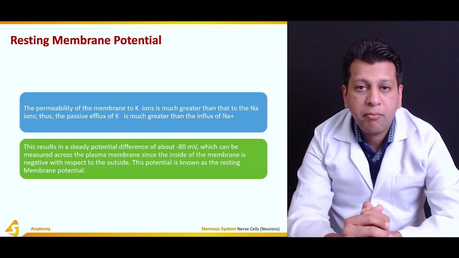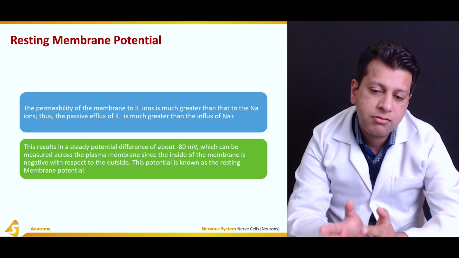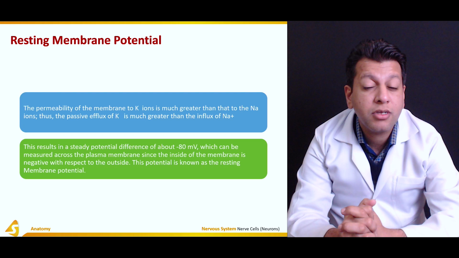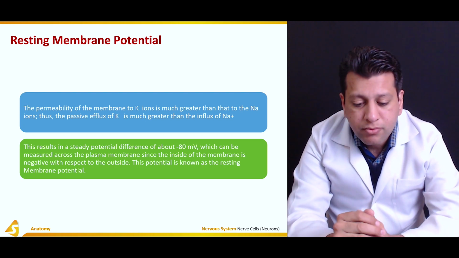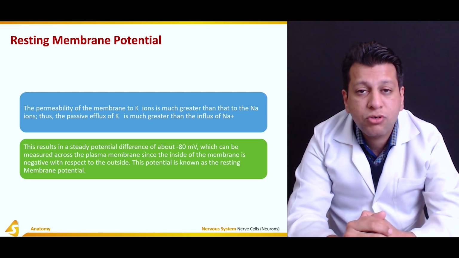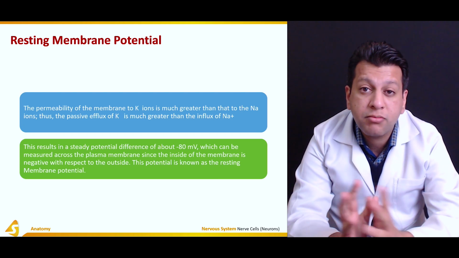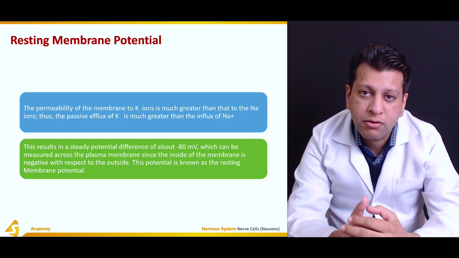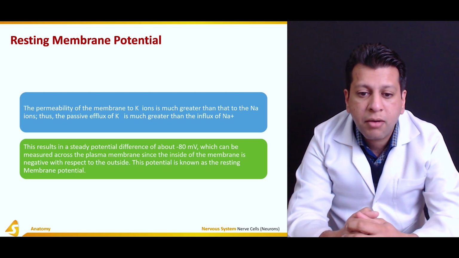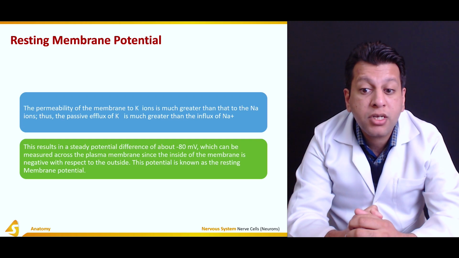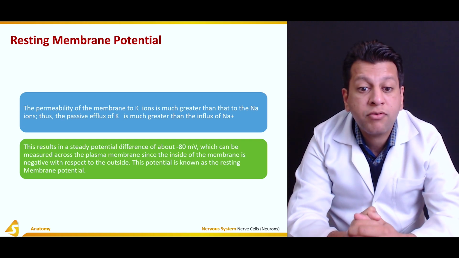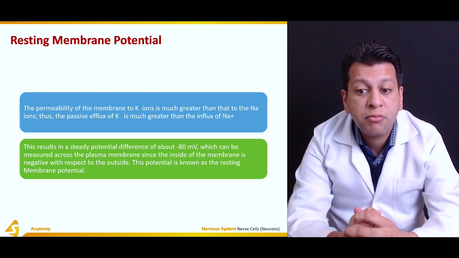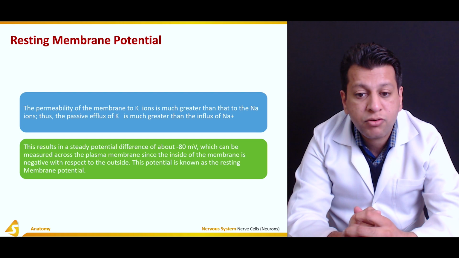What is a resting membrane potential? Now, the thing which is different from a normal cell in the nerve cell is actually the resting membrane potential and action potential. What actually happens is there are channels called leaky potassium channels, which can leak potassium towards the outside. The permeability of the membrane to potassium ions is much greater than that of sodium ions. Thus, the passive efflux of potassium is much greater than the influx of sodium.